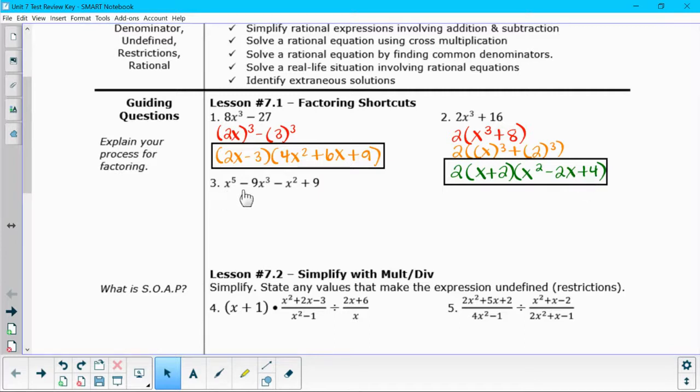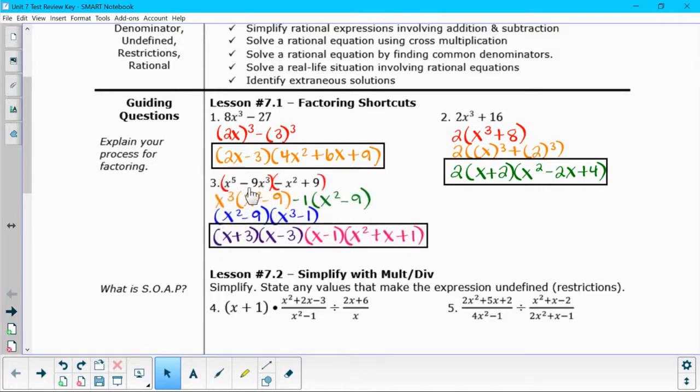Now, number 3 is an approach that we took originally where I do grouping. So I'm going to group the first two together, group the second two together. My first group has a GCF of x cubed, leaving me with x squared minus 9. My second group has a GCF of -1, leaving me with x squared minus 9. Remember, the goal is that your parentheses match. So once my parentheses match, I can pull it out as a factor, leaving me with x cubed minus 1.